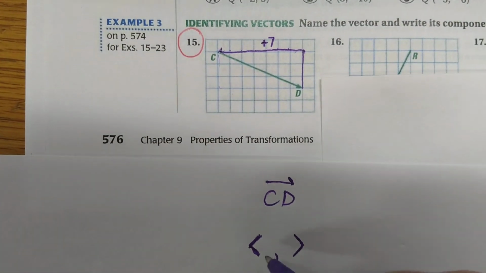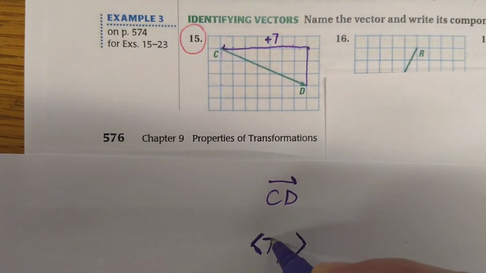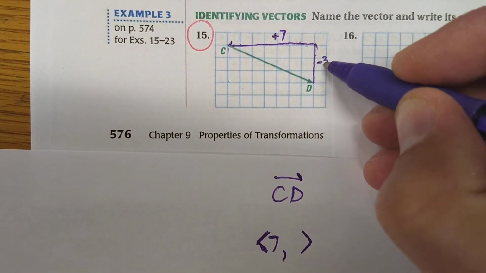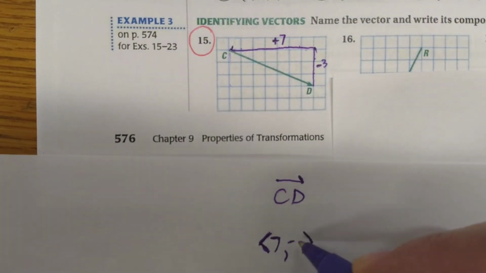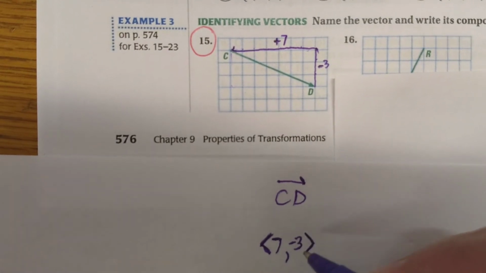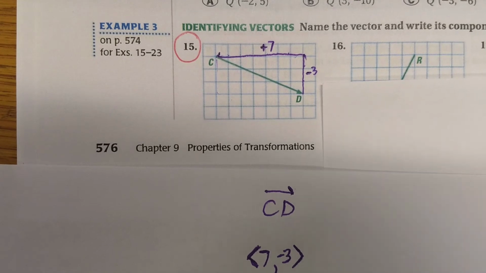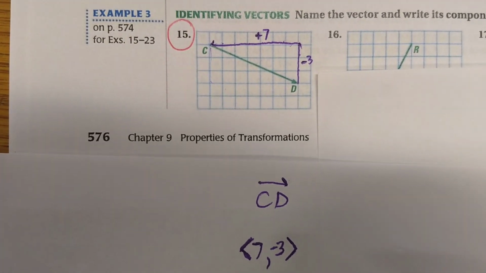So I'm going to put that positive 7 here. We moved down 3 units. Since it's down, it's a negative value. And so down 3. This would be the component form of vector CD, 7, negative 3.